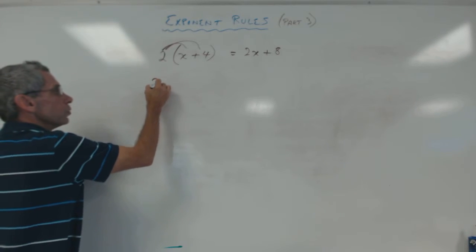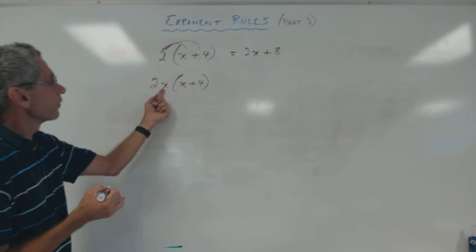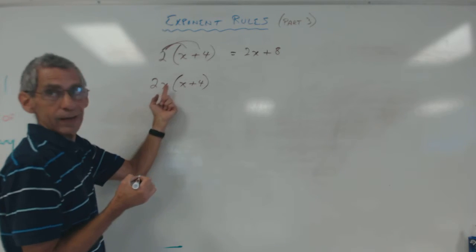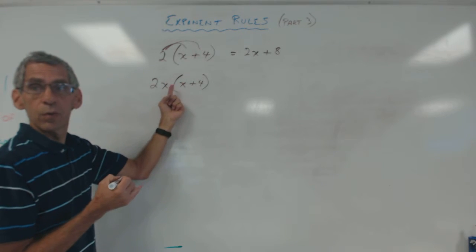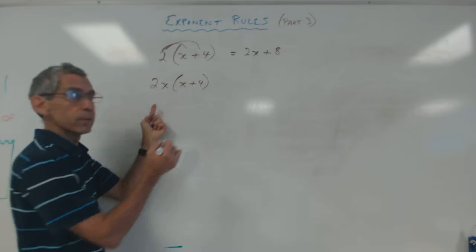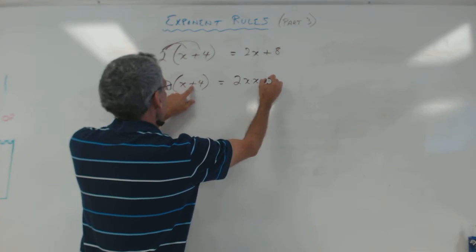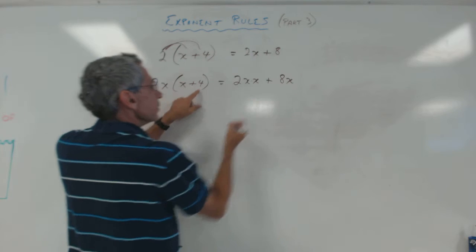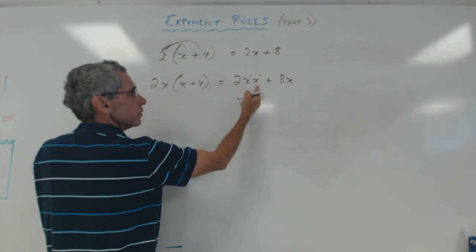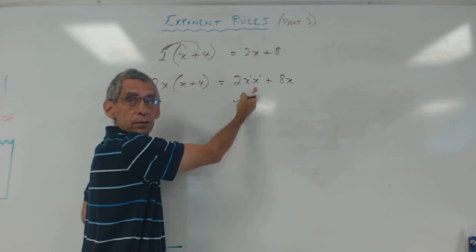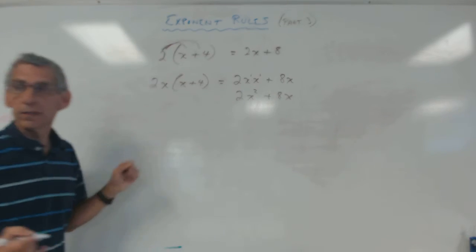What if I did this though? 2x times x plus 4. Now I've got not only the 2 times this, but I've got an x times x. What is x times x? x to the 1 times x to the 1 is equal to x to the 1 plus 1. Does that make sense? So 2x times x plus 8x. But what is x times x? x to the 1, aren't those the same bases? So couldn't I say x squared? Right? So that is 2x squared plus 8x. And that's as far as you can go.